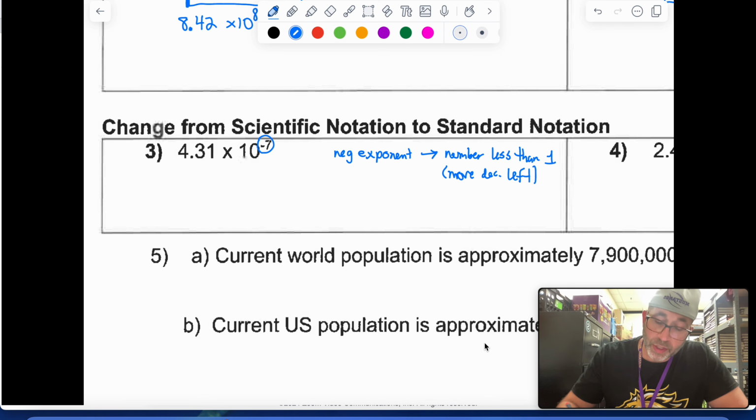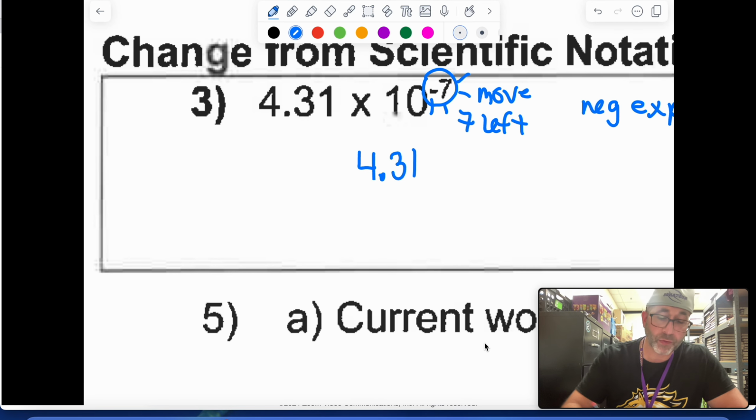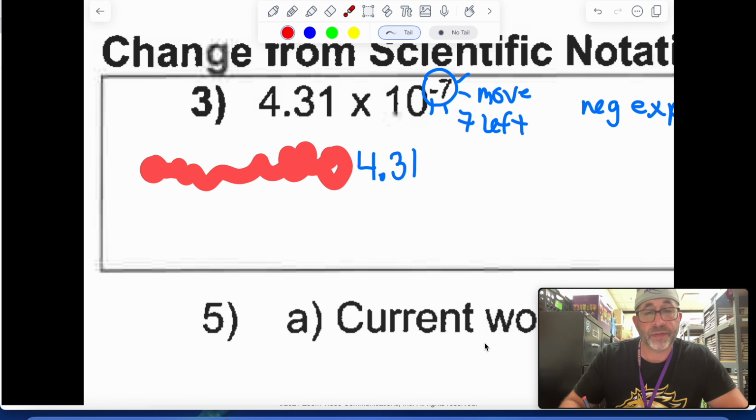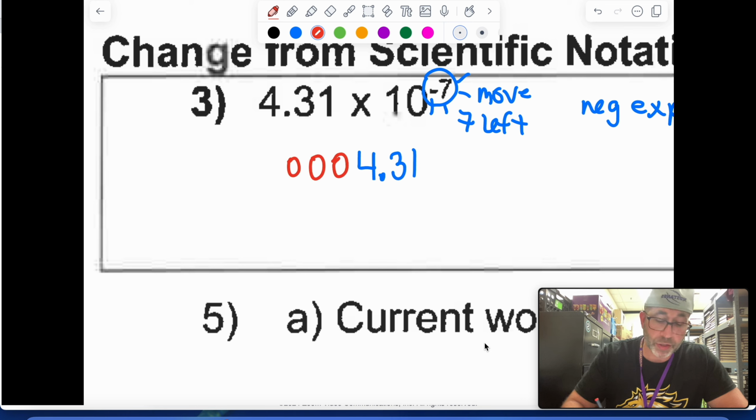So let's start with our number here. 4.31. And we're going to have to move this 7 spots. Move 7 left. All right, now, let's look closely at this. When I look at this 4.31, I'm supposed to move it to the left. I don't see anything over here to the left of it that I can move it into. So what we're going to do is throw some numbers over here. Just throw out a whole bunch. Doesn't matter how many, just throw out a whole bunch.